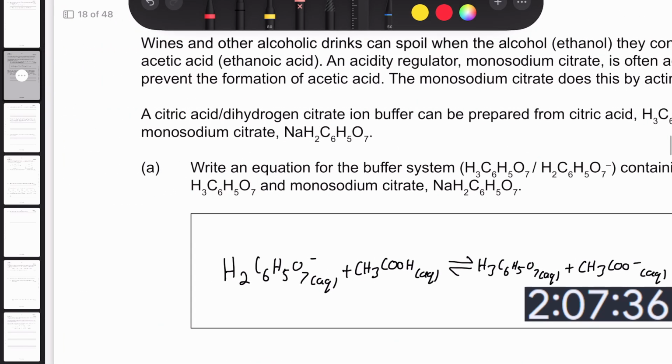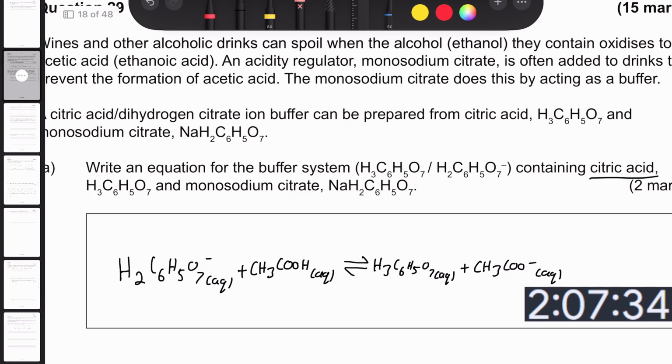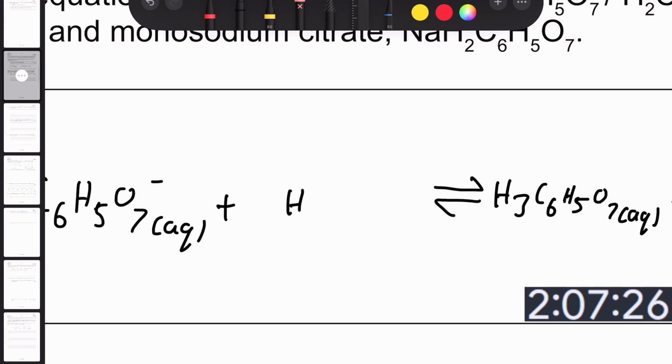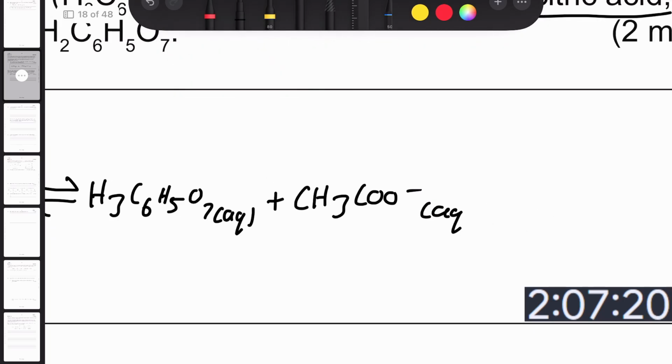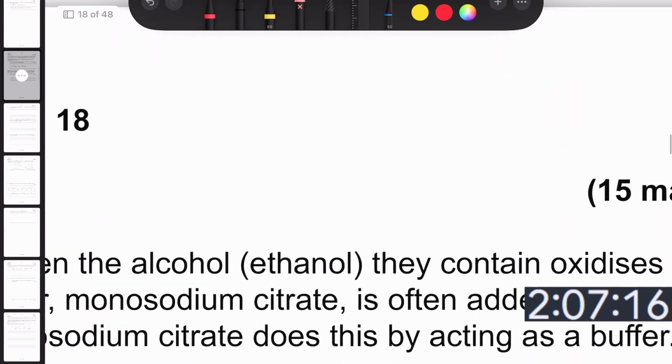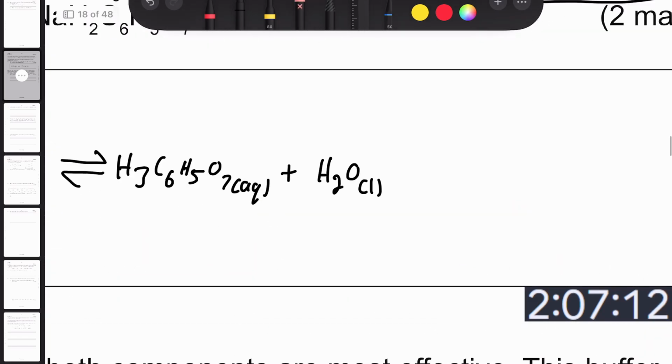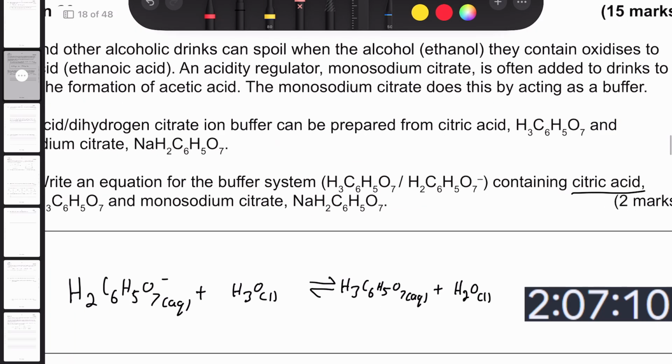Oh wait, I'm stupid. Citric acid is this. Oh my god. Read carefully. So this will be plus H3O plus, and then this would just be H2O, from citric acid is that.